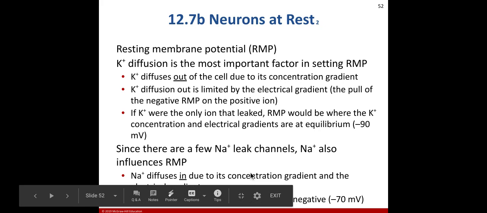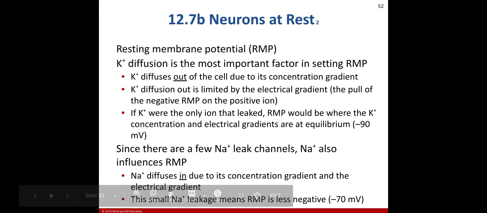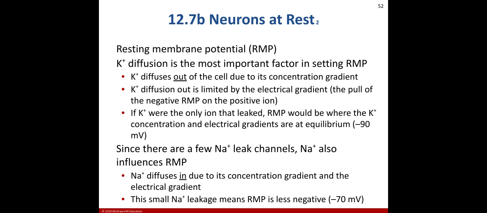Since there are a few sodium leak channels, sodium also influences this. Sodium moves in because of its concentration gradient. This small leakage is what gives us our negative 70 millivolts. That's what we need, negative 70 millivolts. That's our starting resting potential.